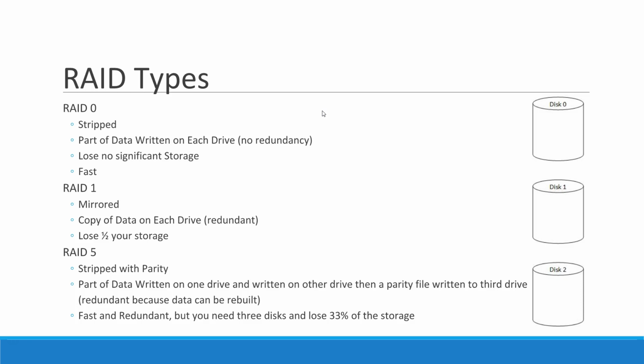So those are the 3 major RAIDs. We have RAID 0, which we call striped, RAID 1, which is mirrored, and RAID 5, which is striped with parity. You need 2 drives with RAID 0 and RAID 1. You need 3 with RAID 5. With RAID 0, you don't lose any storage. RAID 1, you lose half your storage. RAID 5, you lose a third of your storage. RAID 0 gives you speed, but you don't get any redundancy. RAID 1 gives you redundancy, but you don't get any speed. And RAID 5 gives you speed and redundancy. Okay, but you need 3 drives to do it. There you go.